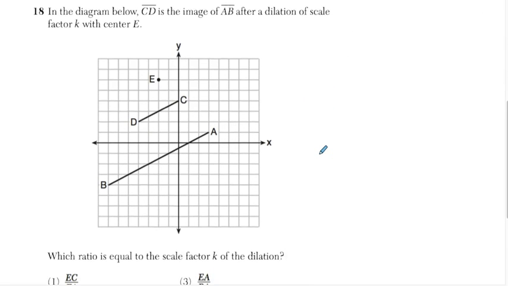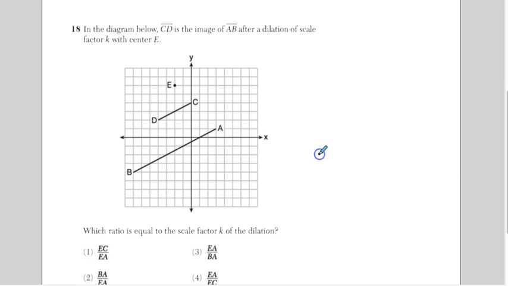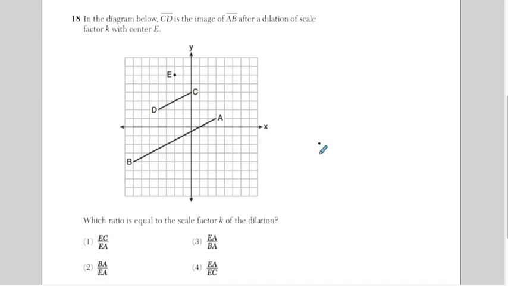And so now we're up to number 18. Let's see if you can zoom out a little here. All right, the diagram below, CD is the image of AB after a dilation with a scale factor of K and a center of E. Which ratio is equal to the scale factor K of this dilation?